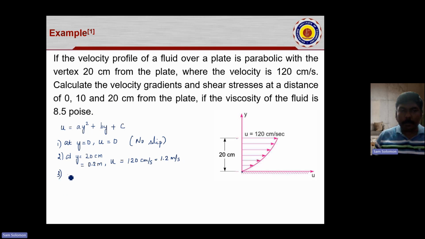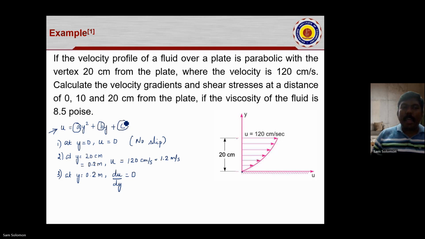The third one is at y equal to 0.2 meters, that is at 20 centimeters, the velocity gradient, there is no change in the velocity, because it has attained the free stream velocity over here. So that is du by dy equal to 0. So if I can apply these three conditions in the equation which I have written for the parabolic profile, I will be able to get the value of the constants A, B, and C. And if I can apply the values of y equal to 0, 10, and 20 centimeter in those equations, I will be able to get the value of the velocity gradients and the shear stress.